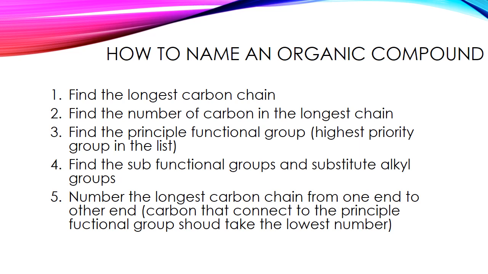Fifth one, number the longest carbon chain from one end to the other end. Then the carbon that connects to the principal functional group should take the lowest number. Then you know the number of every carbon in the carbon chain. Therefore, then you are ready to name the organic compound. Let's consider these points with an example. Then you can understand easily how to name that organic compound. Therefore, please remember these 5 steps before you start naming an organic compound.